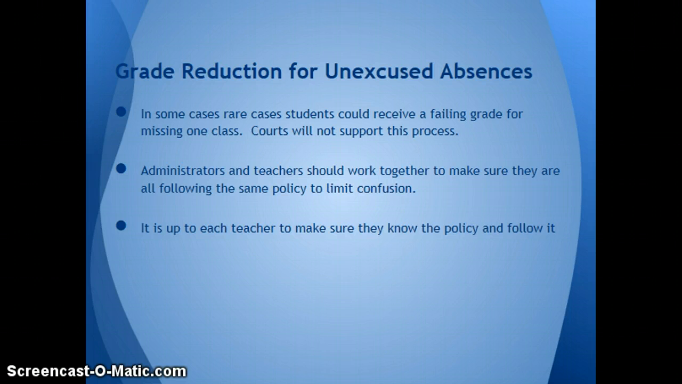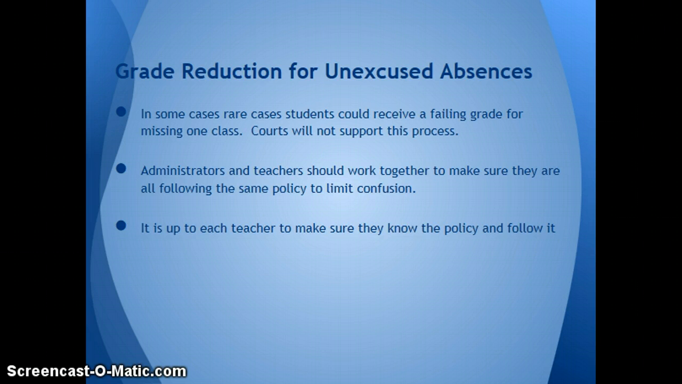Continued here with grade reduction for unexcused absences. In some rare cases, students could receive a failing grade for missing one class. And this again would be an extreme situation, and courts will not rule to support this process. That's unfair to the students, and it puts them in a situation where they basically cannot achieve success. They're going to fail no matter what they do.